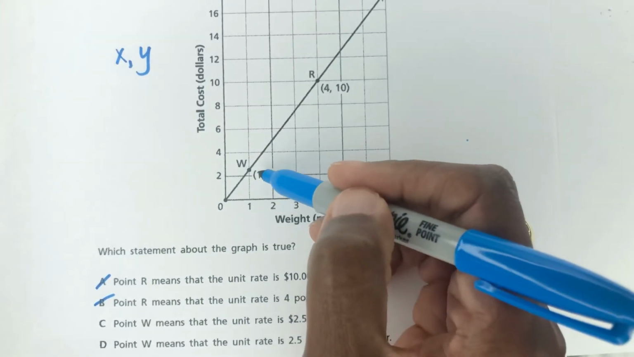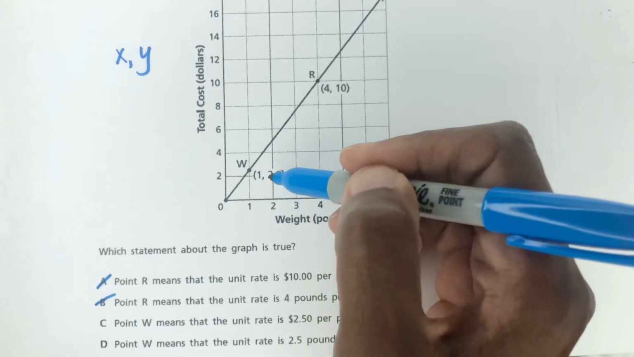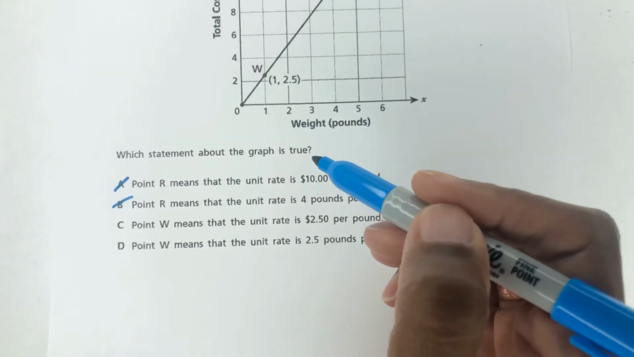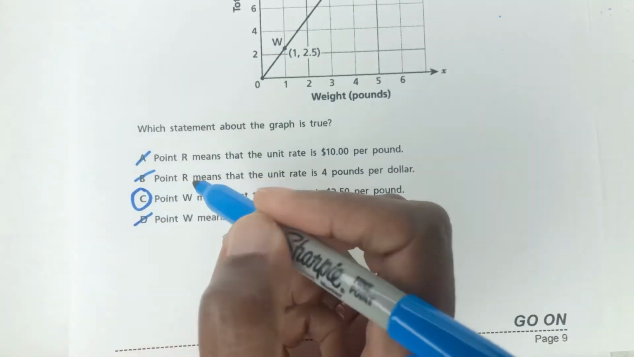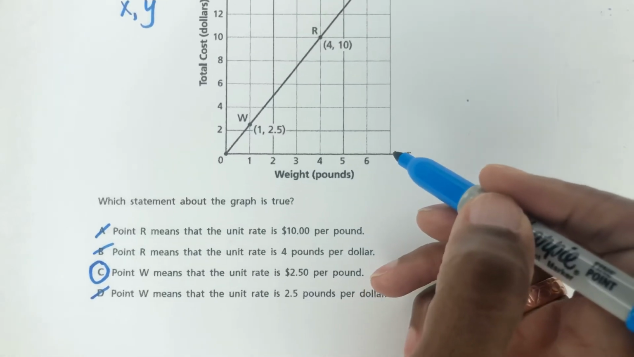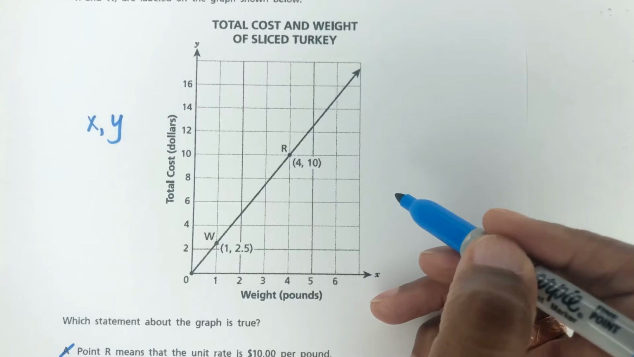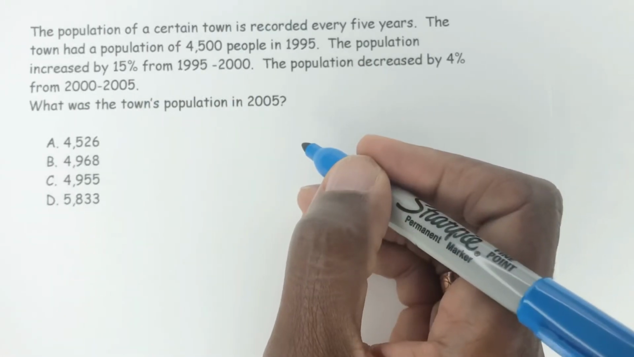Because the first one is the weight in pounds. So it's not going to be 2.5 pounds for $1. So we know that there was no working out there, but the answer is definitely C, because you're just doing a process of elimination according to the ratios of X and Y on the graph. The answer is C. And let's take a look at this question.